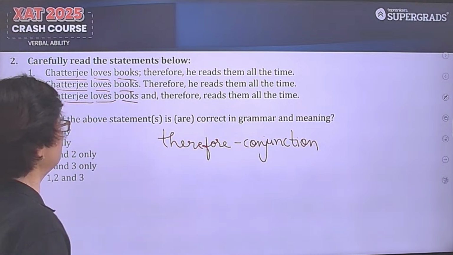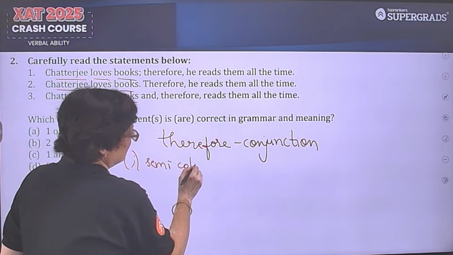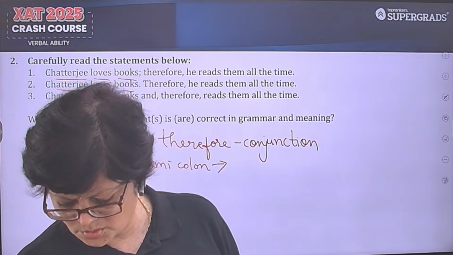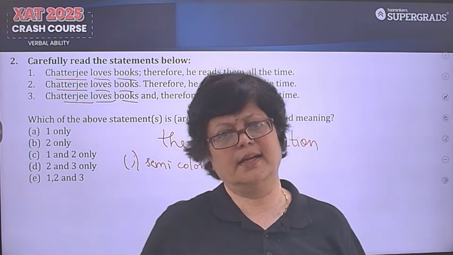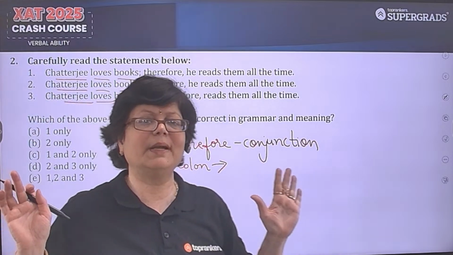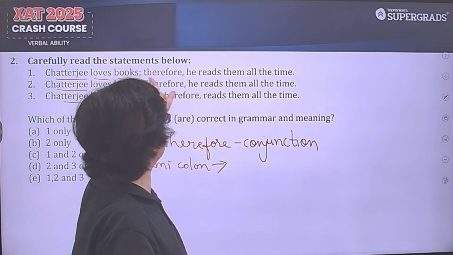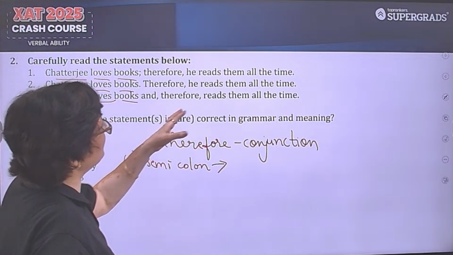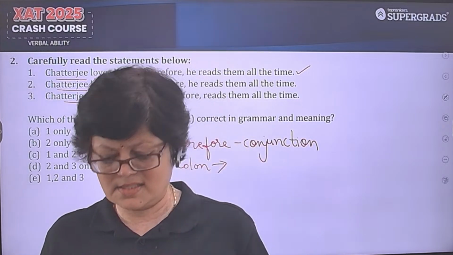And what is the use of semicolon? This is semicolon. It is used to divide the clauses. It is used for two sentences which are independent, but their meanings are connected. If you look at this clause, Chatterjee loves books, he reads them all the time. They are two independent clauses, but then they are connected with each other. Especially the second one, you find them, it is in continuation of the first one, the first clause. So Chatterjee loves books, therefore he reads them all the time is correct as per the law of the punctuation mark, that is the semicolon.